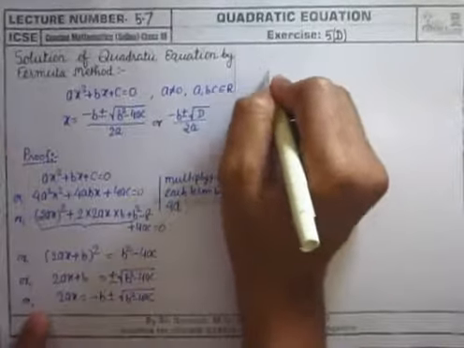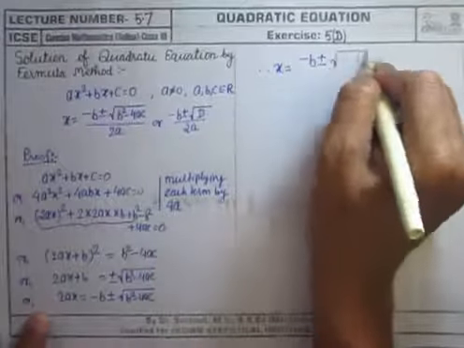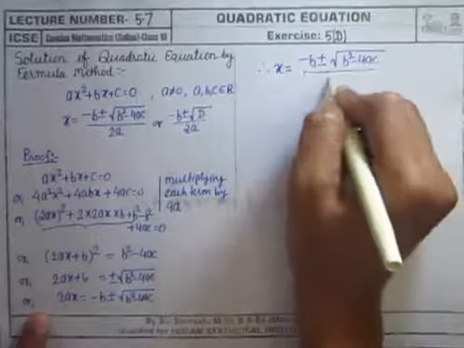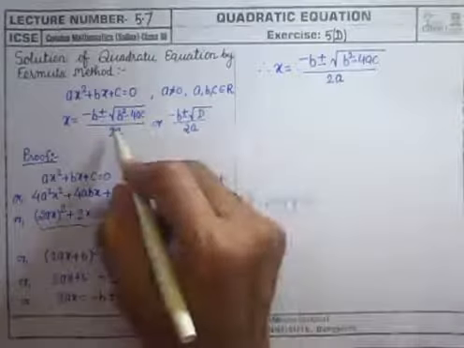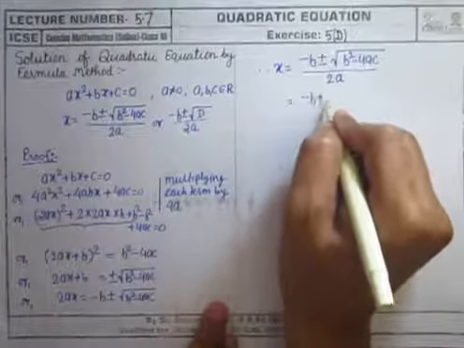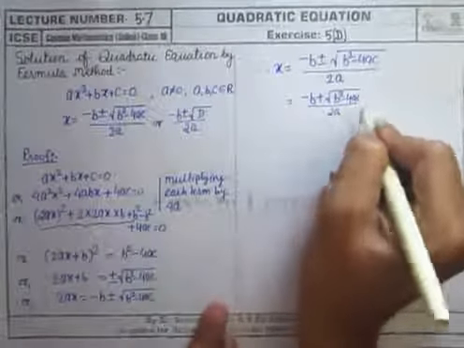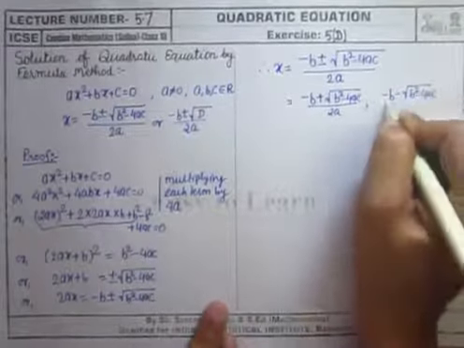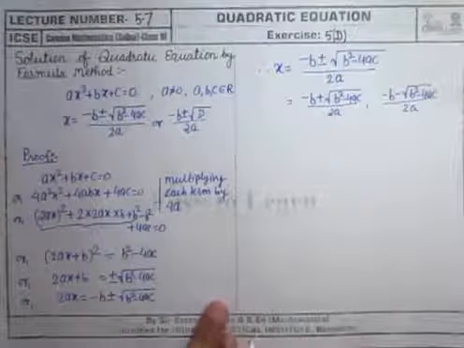and therefore the value of x is minus b plus minus root under b square minus 4ac by 2a. So this is the value of x from this equation. Now here you can see there are two values of x: minus b plus root under b square minus 4ac by 2a, and the other value will be minus b minus root under b square minus 4ac by 2a. So this formula is called Sridharacharya formula.